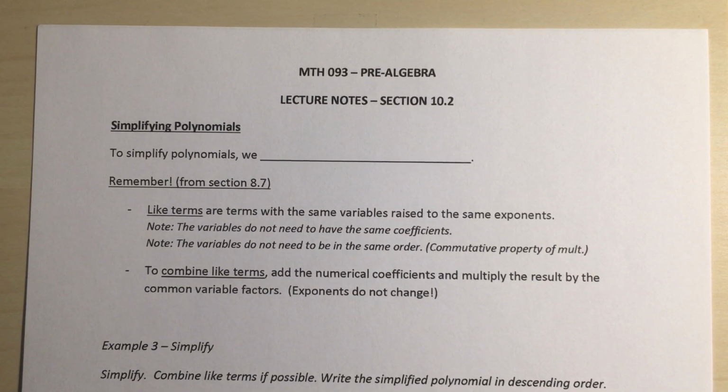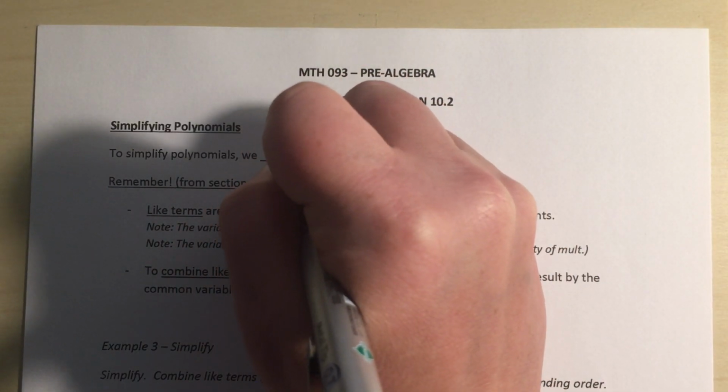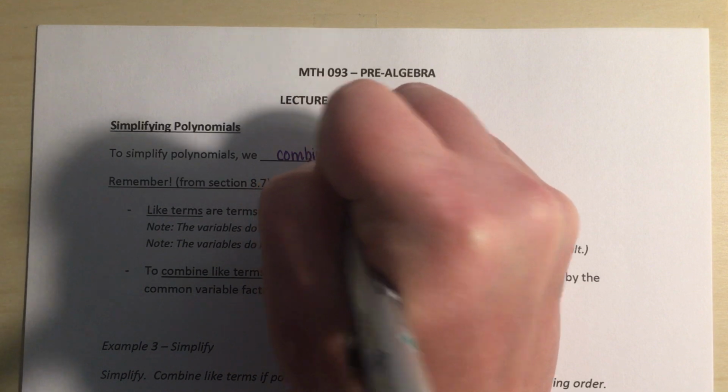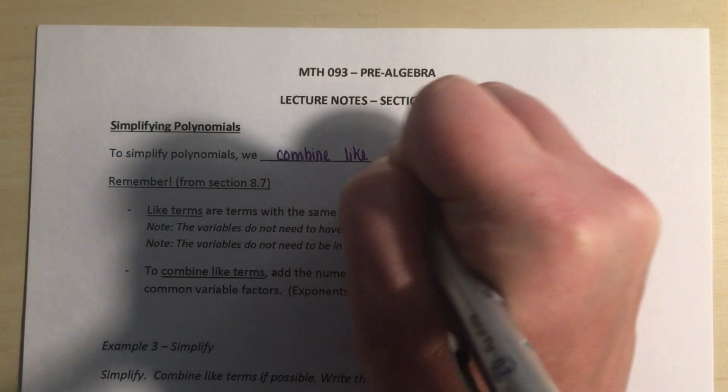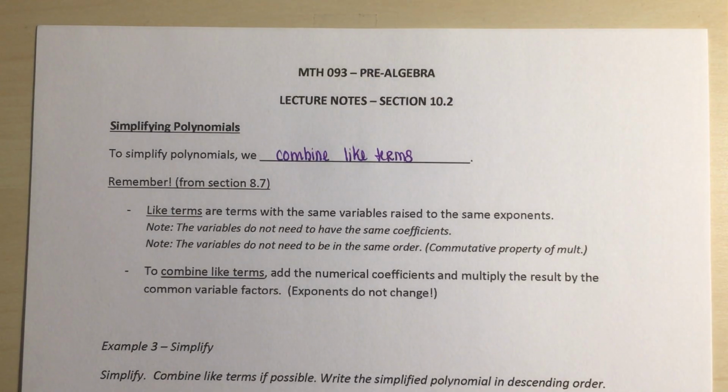Right, the last thing that we're going to talk about in section 10.2 is simplifying polynomials. Again, we've actually already done this. We talked about this in section 8.7, so there's a few notes from section 8.7 that we're going to refer back to. Because when we're simplifying polynomials, we are simply combining like terms. So to simplify polynomials, we are going to combine like terms.